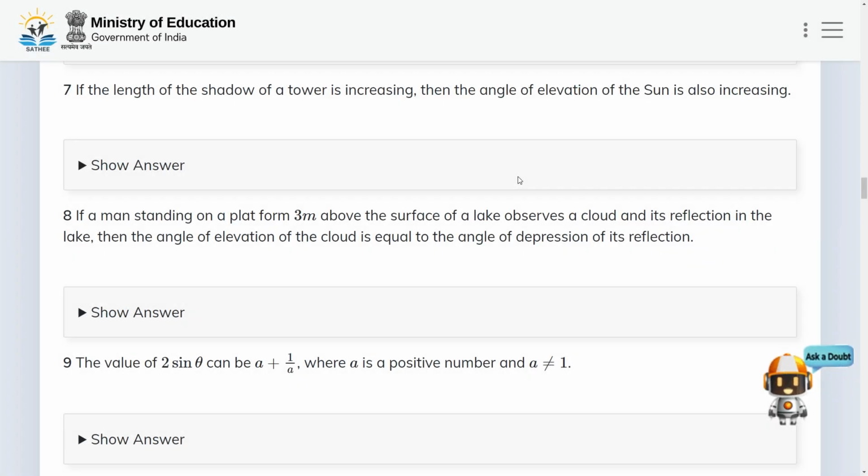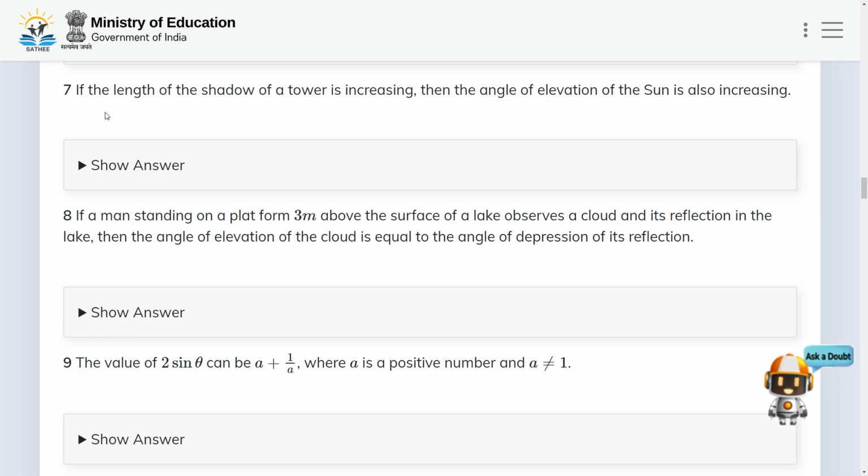Hello students, welcome to this lecture, one, introduction to trigonometry and its applications. In this lecture, we will discuss NCERT exemplar problems on this chapter. Okay, so let's get started.